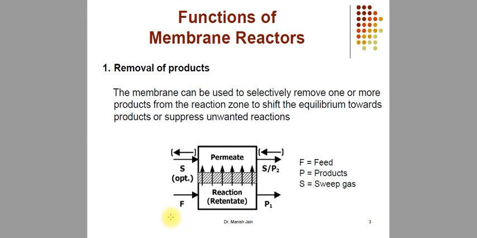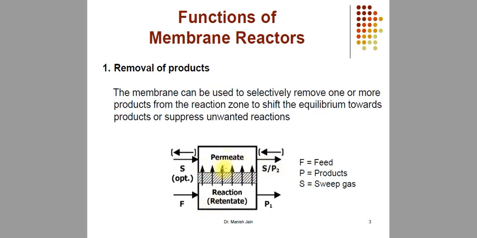Here the reaction is F goes to P1 plus P2. So it is a reversible reaction. To suppress the backward reaction, you have to remove either P1 or P2 from the reaction zone. For that we use a membrane here, so P2 will pass through this membrane. This is the sweep gas which will take the P2 from here.